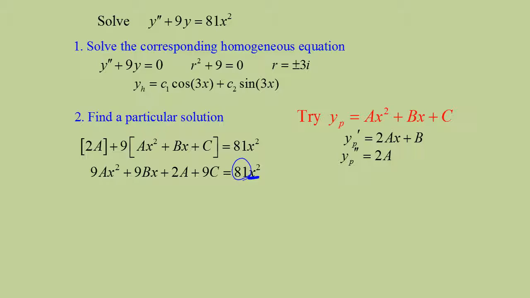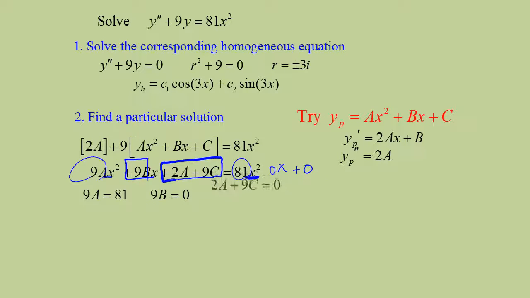On the left-hand side we have an x squared with a coefficient of 9a. So the only way these are going to be equal is for 9a to be equal to 81. And also, we have on the left-hand side an x with a coefficient of 9b, while on the right-hand side, there's no x, meaning the coefficient is 0. So 9b has to be 0. And the remaining terms, which are all constant, likewise have to be equal to 0.